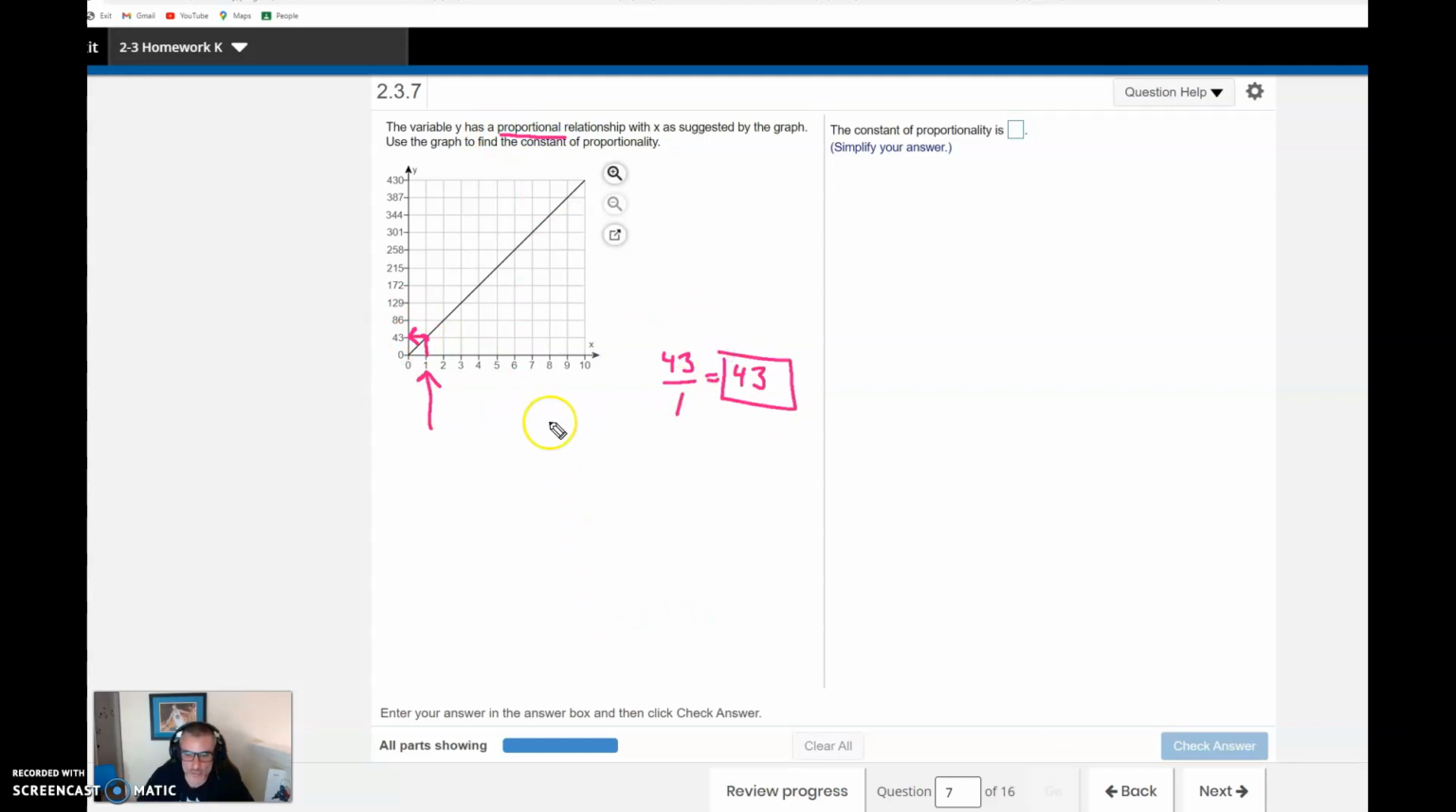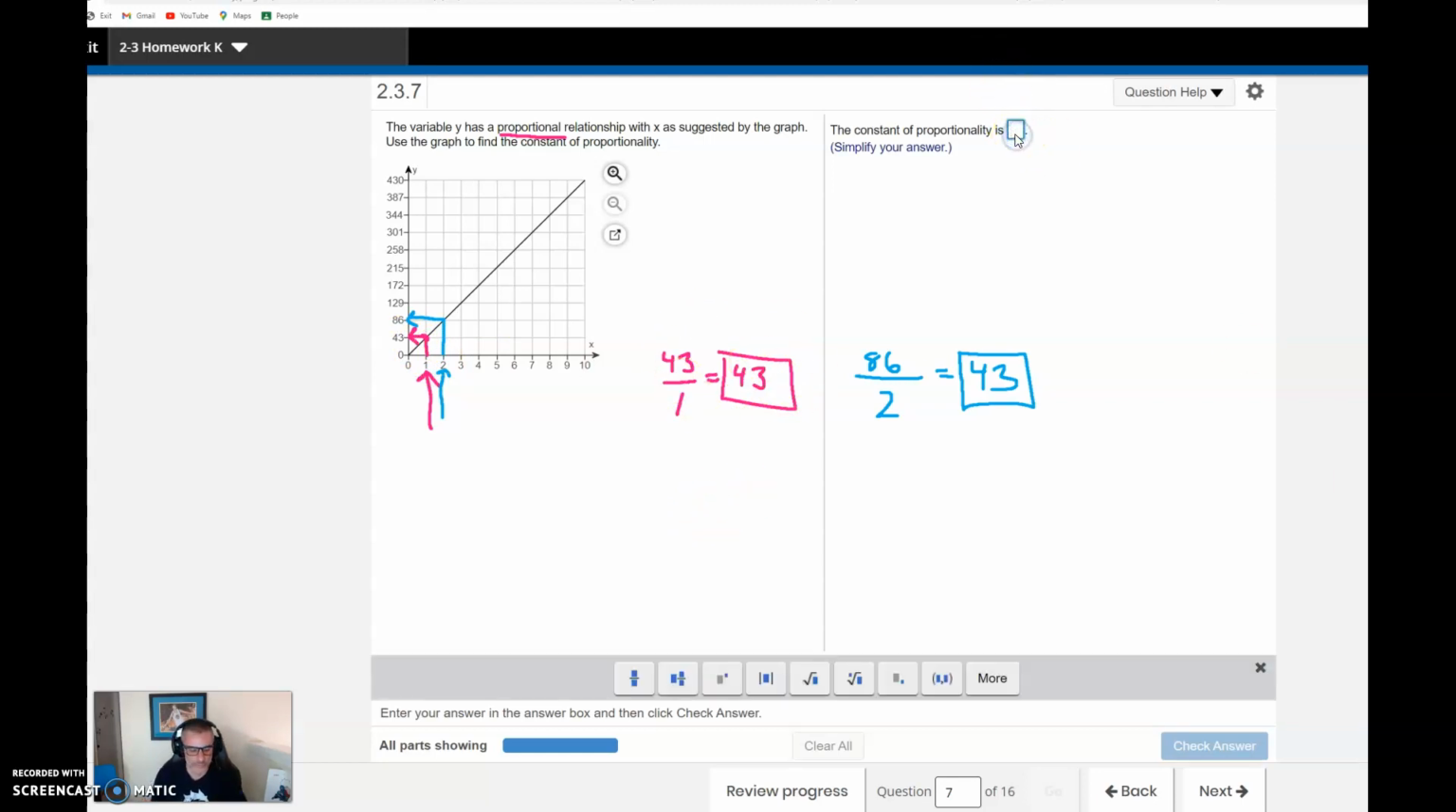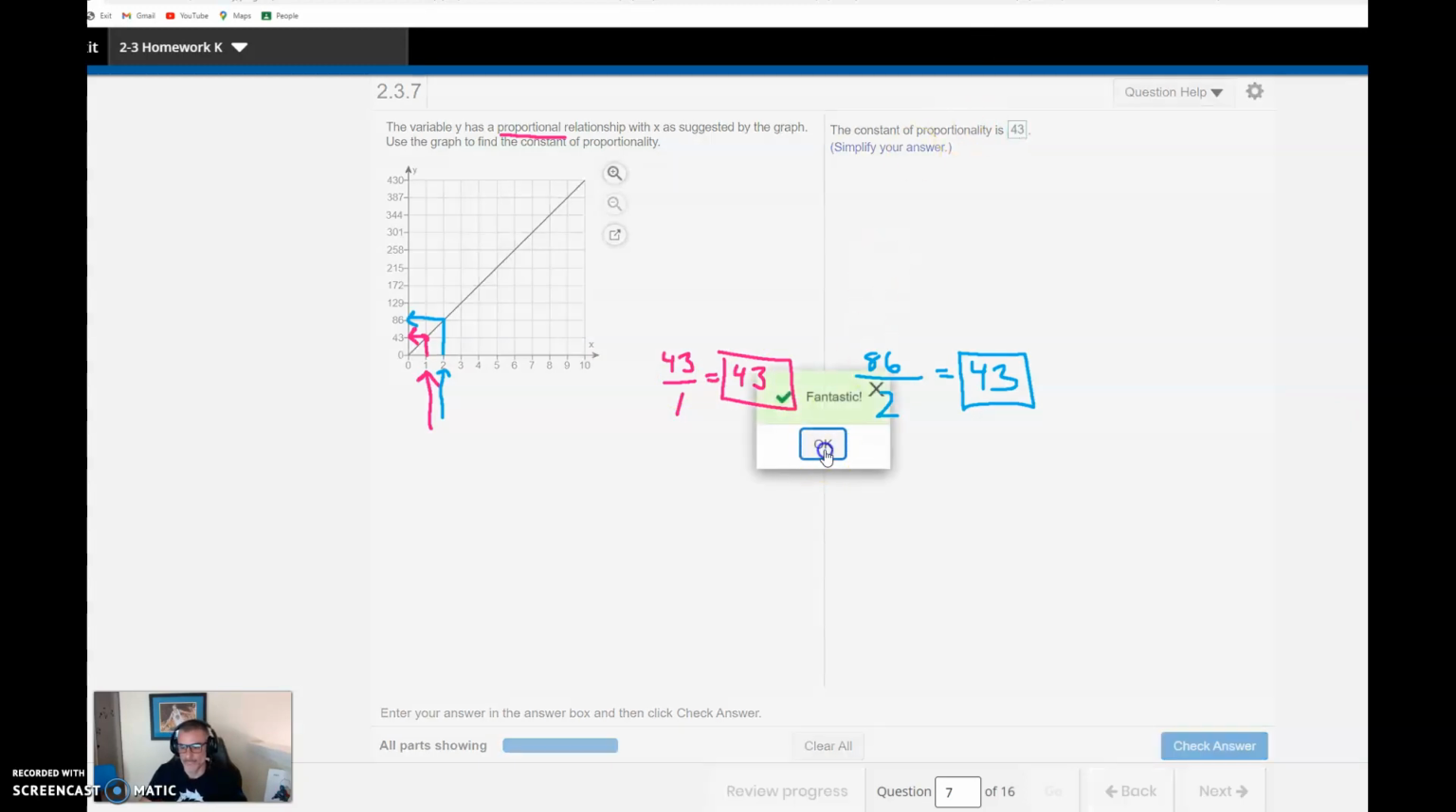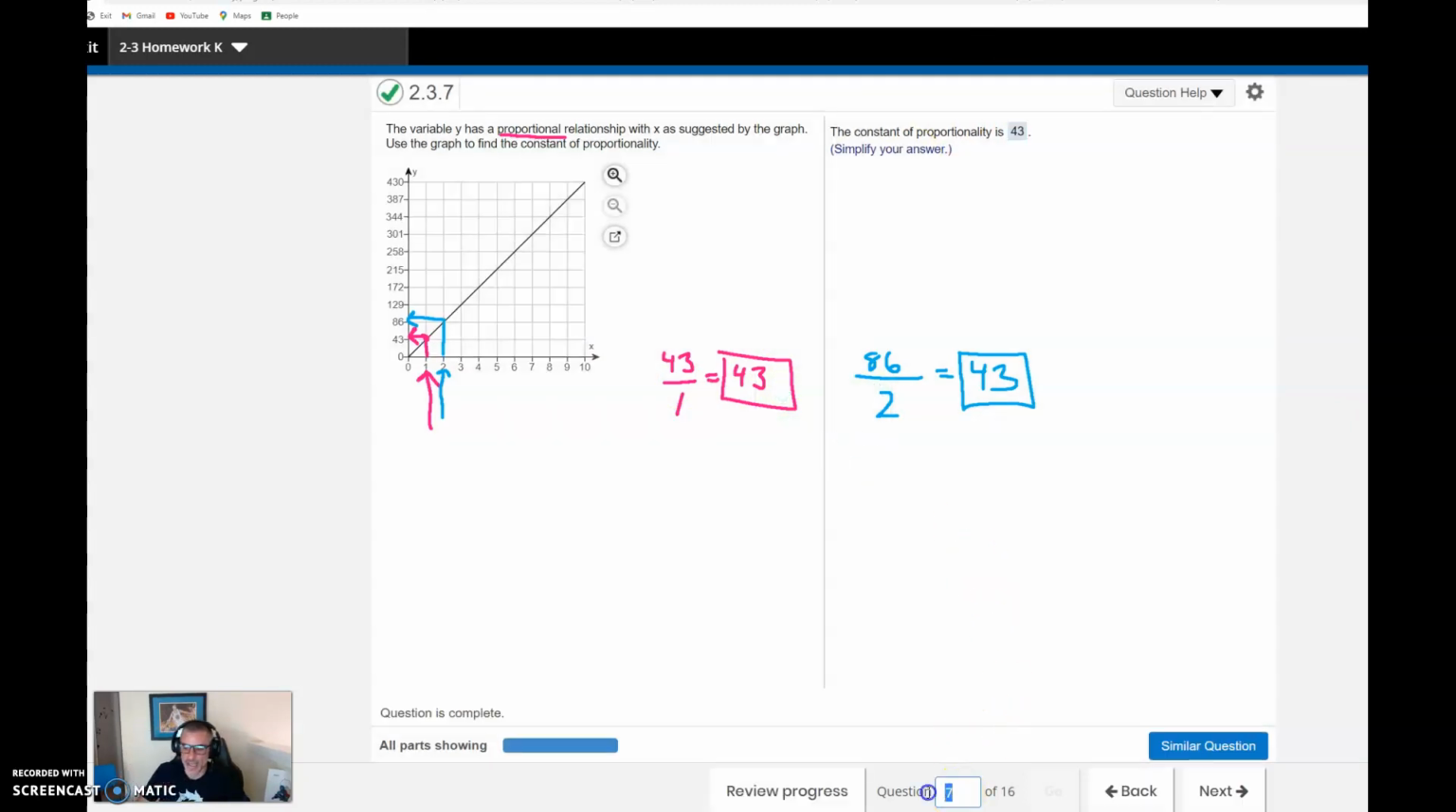And you can check another point if you like. I can go to 2 here, go up and over. The y value is 86. The x value is 2. 86 divided by 2 is 43. But again, since we know it's proportional, the easiest way is just to start at 1, go up, go over, and you'll find your constant of proportionality. Got it. All right, let's take a look at number 10.